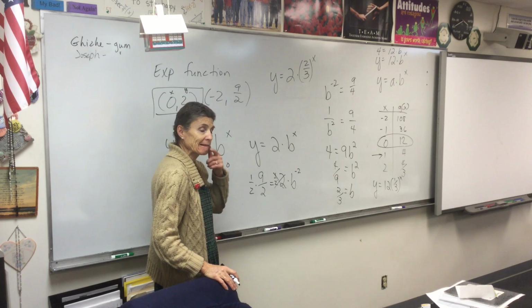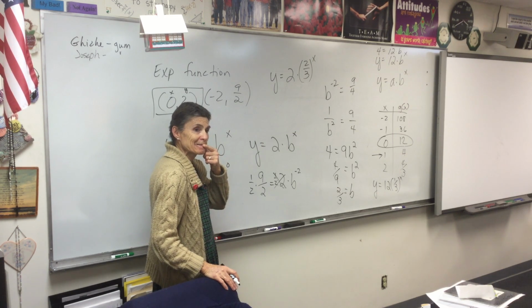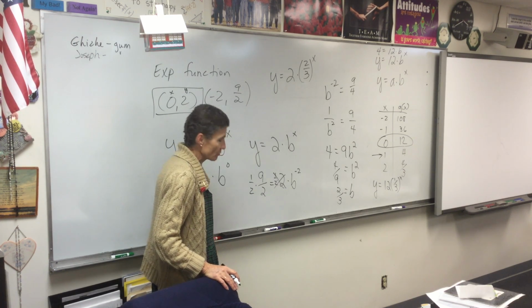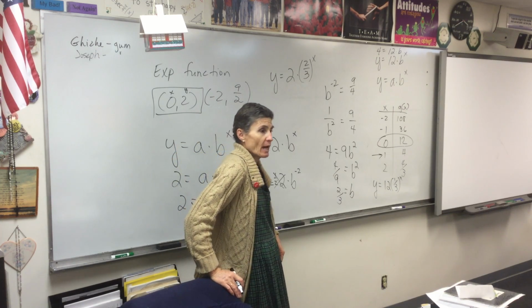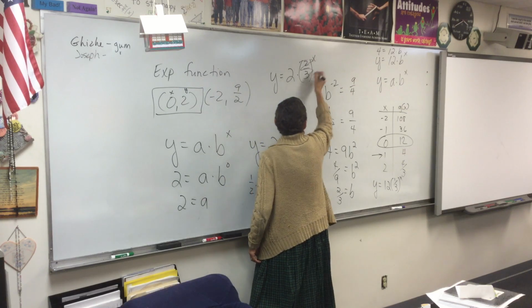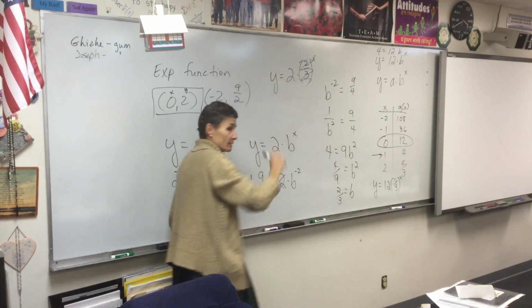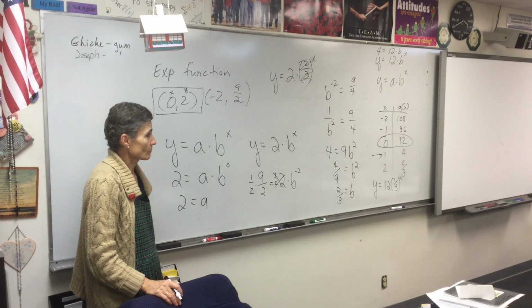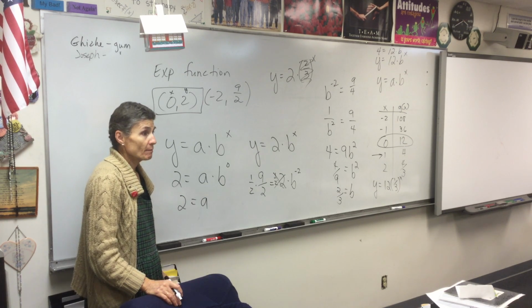When you pick your point that starts with 0 as the x, and you get your y, is the y automatically going to be the a? Every time. That's your initial value. If your exponent is 0, this part of the problem is going to disappear, DeAndre, so it's automatically going to be A every time. All right, we good with that?